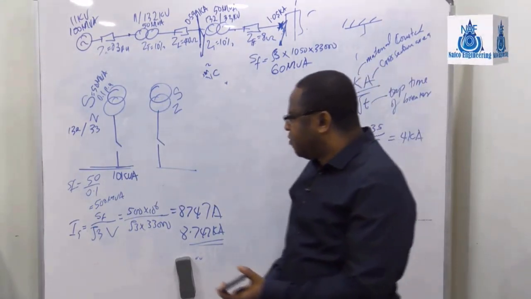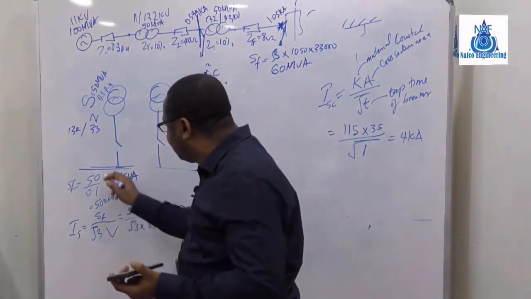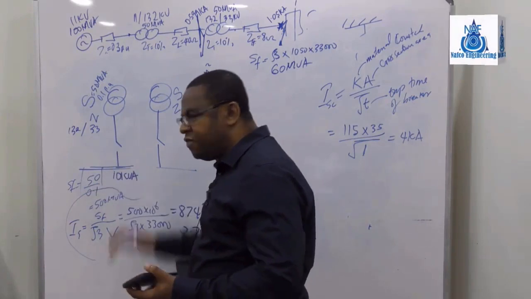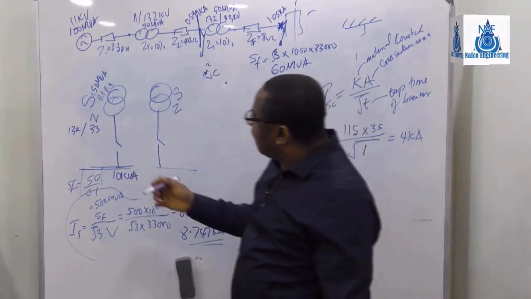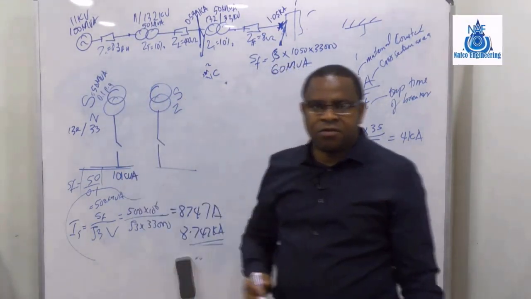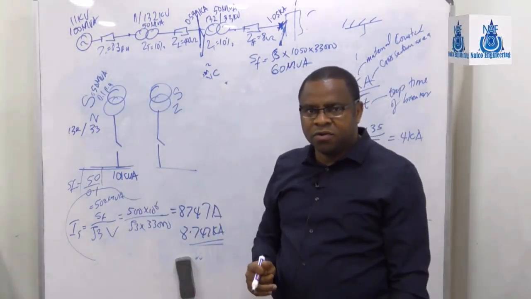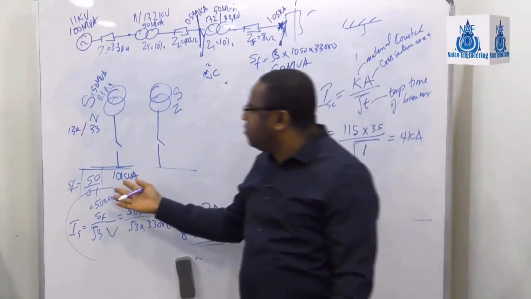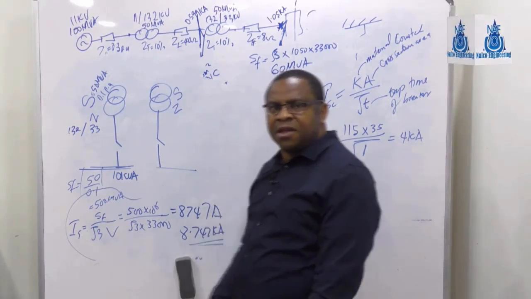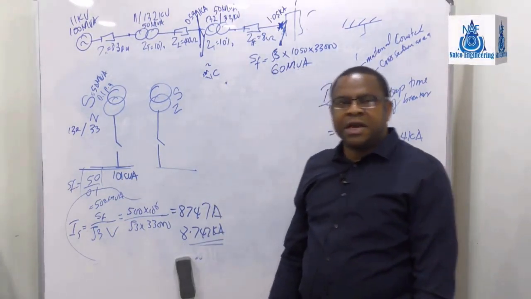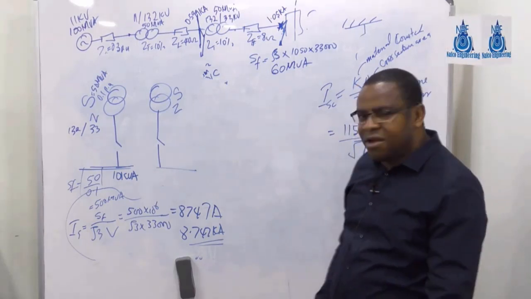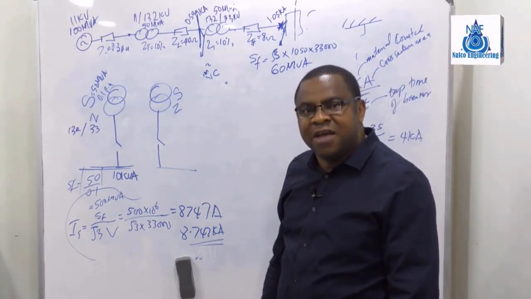Now, remember that this board is feeding a certain load, and this transformer is 50 MVA. Let's say the load is about 40 MVA, or 40 megawatt load. A 40 megawatt load being fed by 50 MVA is okay, there's no problem. Now, let's say your load increased to 80 MVA.